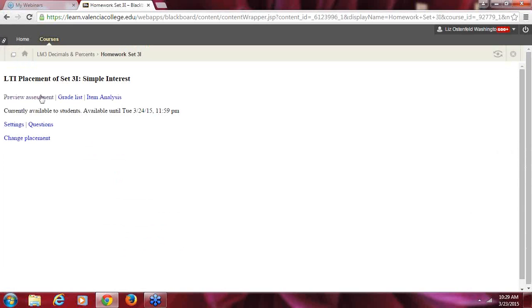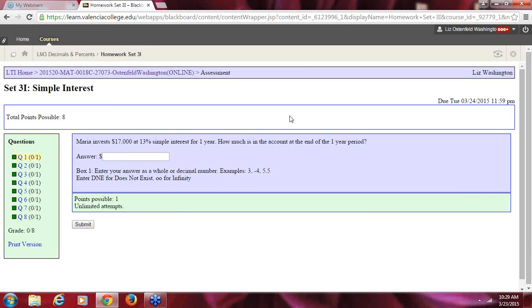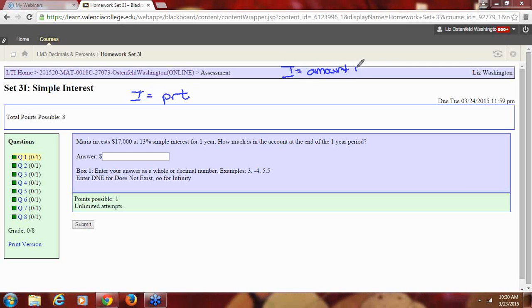Okay, let's do some simple interest. In order to do simple interest problems, you need a formula called I equals PRT. The letter I stands for the amount of interest. It's either interest that you paid, like on a credit card or a student loan, or interest that you earned in a savings account or some kind of investment. Your P is your original amount.